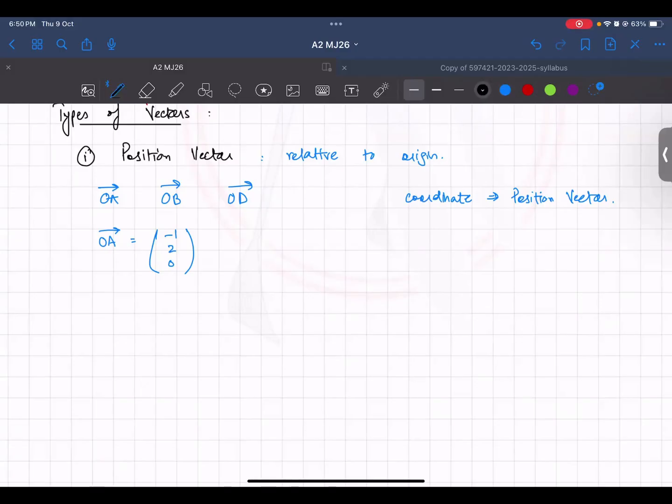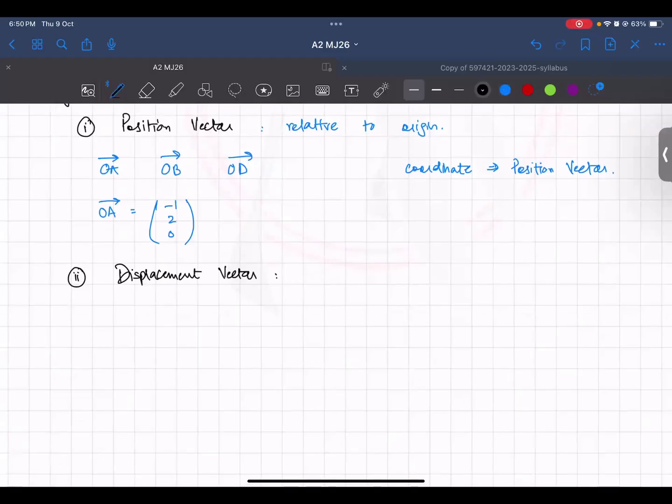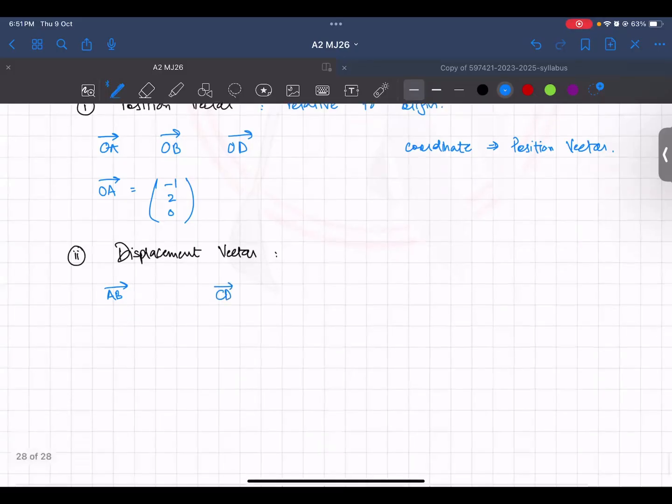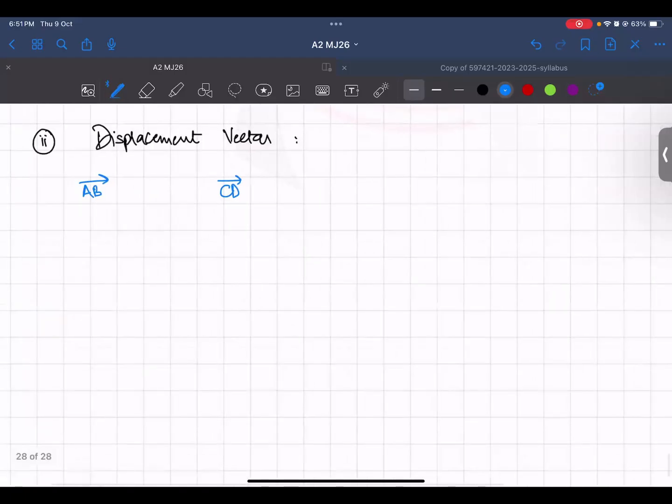Then you have the position vector, and then you have the displacement vector. Any other vector is called a displacement. For example, AB: if you want to move from the point A to the point B, or CD, from the point C to another point D, these are displacement vectors. How much you have to move in the X and the Y and the Z to get to the other point. So these are called displacement vectors.